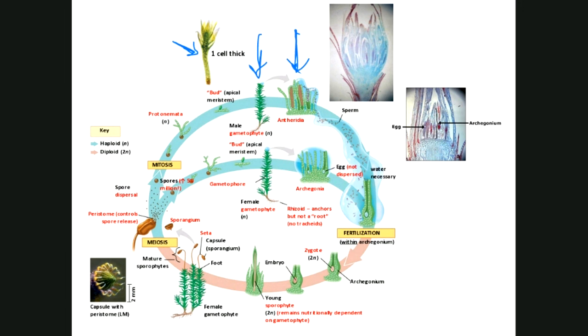And the male one has antheridia. This is what the antheridia look like under the microscope. This is what I want you to use as a guide when you're in class. So the antheridia face up. The sperm are the darker purple little streaks that you see scattered throughout the antheridia. Those are tons of little sperm cells.